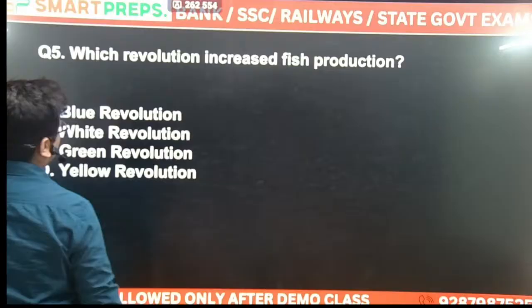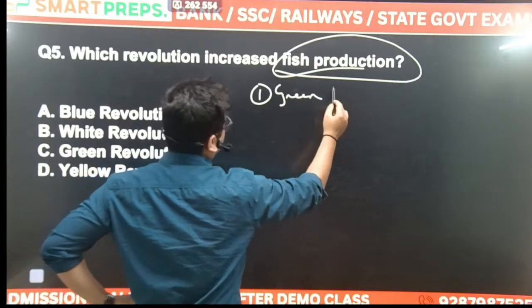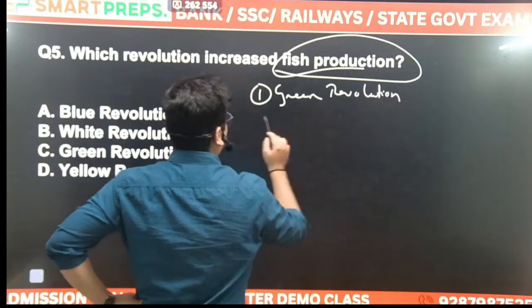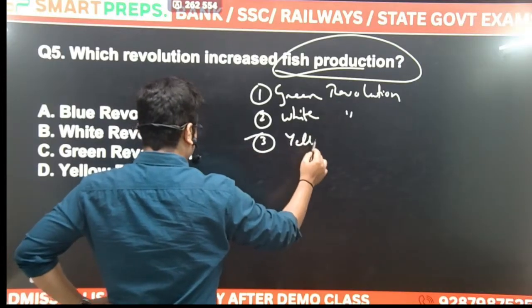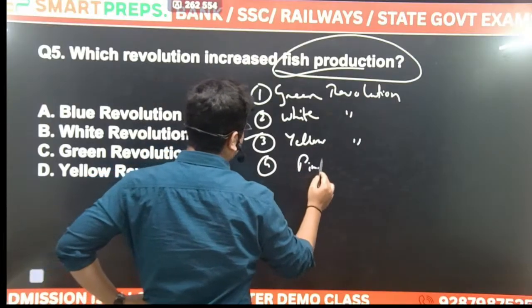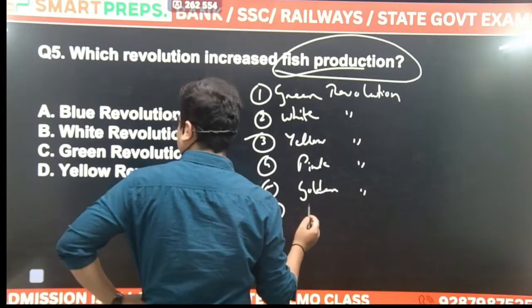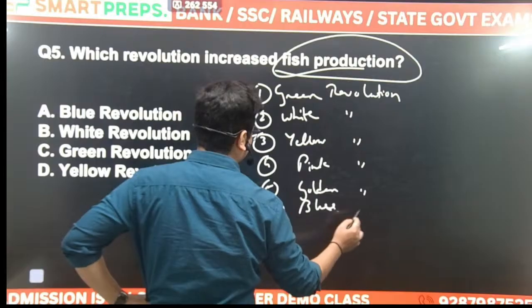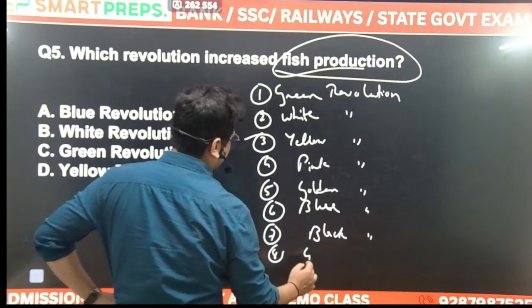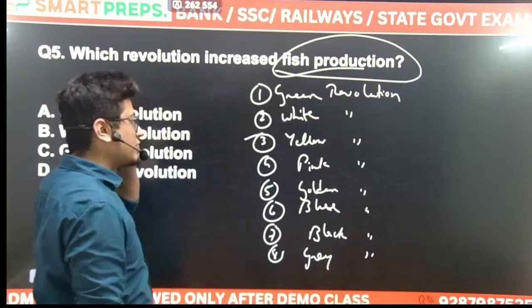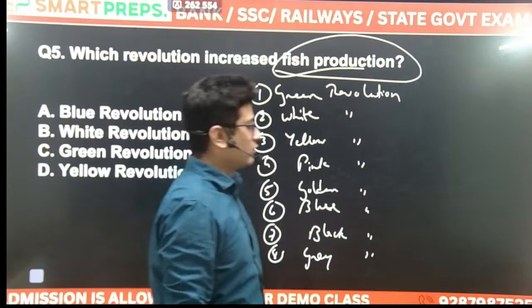Next, which revolution increased fish production? See, there are certain revolutions you need to remember. The first, which is very important and very common, is the Green Revolution. Next, we have the White Revolution. Next, we have the Yellow Revolution. We have the Pink Revolution. We have the Golden Revolution. We have the Blue Revolution. We have the Black Revolution. We have the Grey Revolution. You should know all of these. What is the Green Revolution? What is the White Revolution? What is the Yellow Revolution? What is the Pink Revolution? What is Golden, Blue, Black, Grey? You have to know all these revolutions.